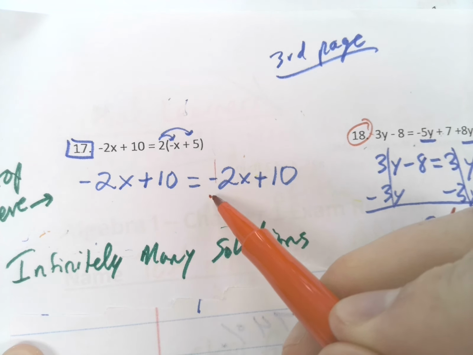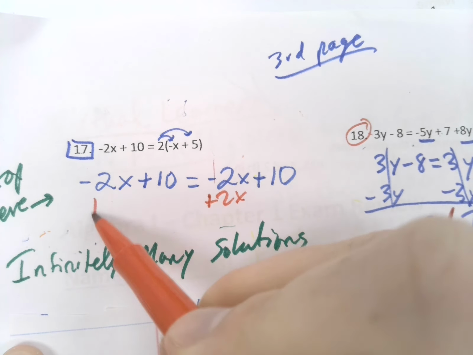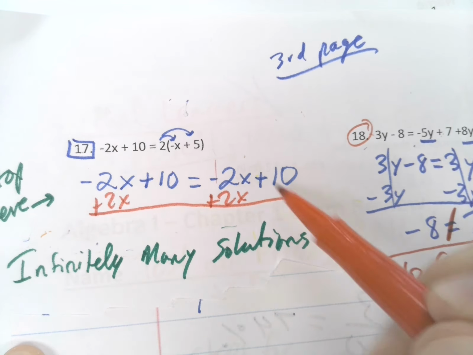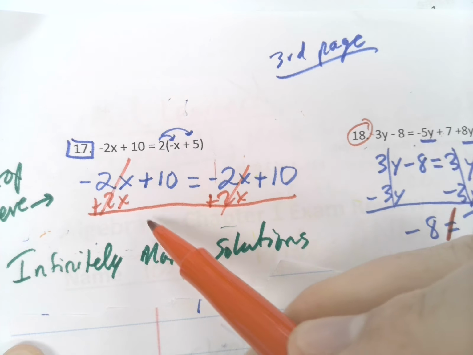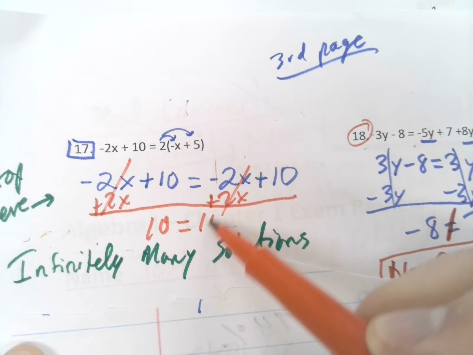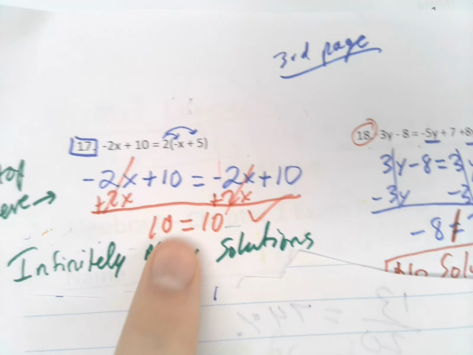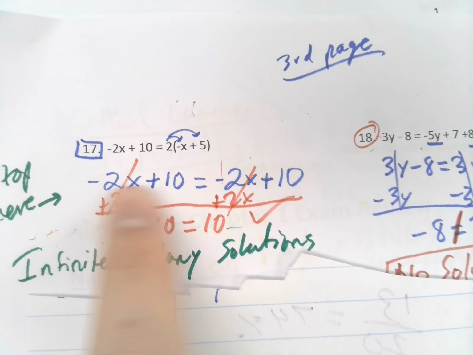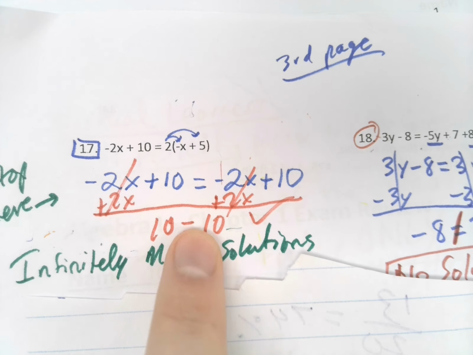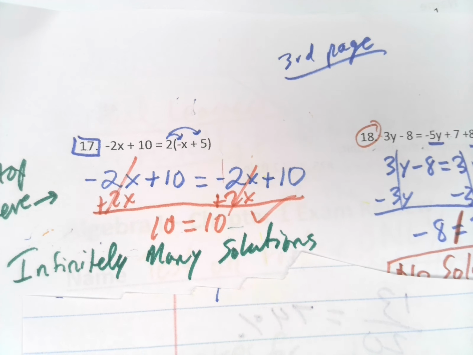Let's say you don't recognize that, though, and you want to keep working. Well, you could add 2x over. And when you do that, the x's cancel, and you're left with 10 equals 10. Well, yeah, that's always true. That means it doesn't matter what value you plug in for x. The left and right side will always be equal.